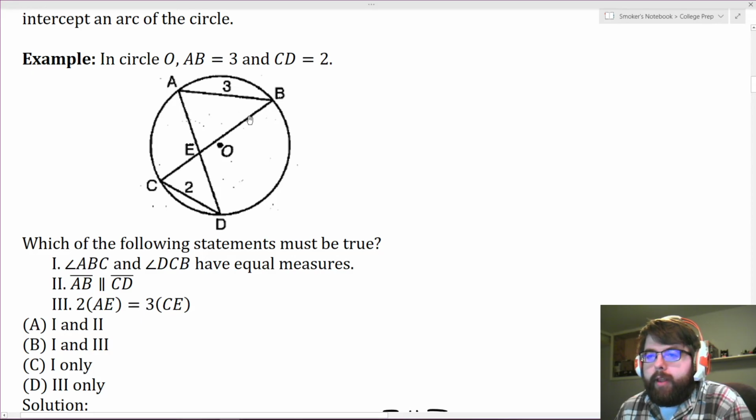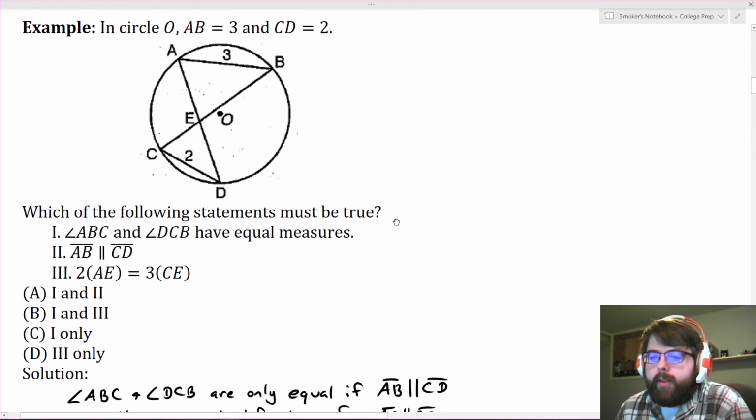One: angle ABC and angle DCB, this angle in here and this angle here, are equal or have equal measures. Now we're asking ourselves, is that true or false? We will look at that in a minute. Two: AB is parallel to CD. Is that true or false? And three: 2 times AE, the distance from here to here, is equal to 3 times CE.